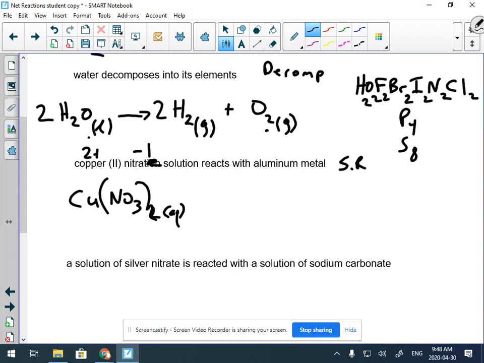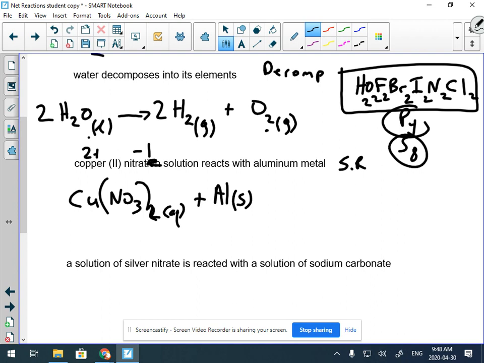Remember that from Science 10? If something's a solution, it's aqueous. It's reacting with aluminum metal. Now, aluminum by itself is just aluminum. It's only the non-metals that you have to worry about that exist in 2s, 4s, or sulfur 8. So the aluminum is going to kick out the copper. Like switches with like. So the aluminum is going to kick out the copper, and the copper is going to be by itself.